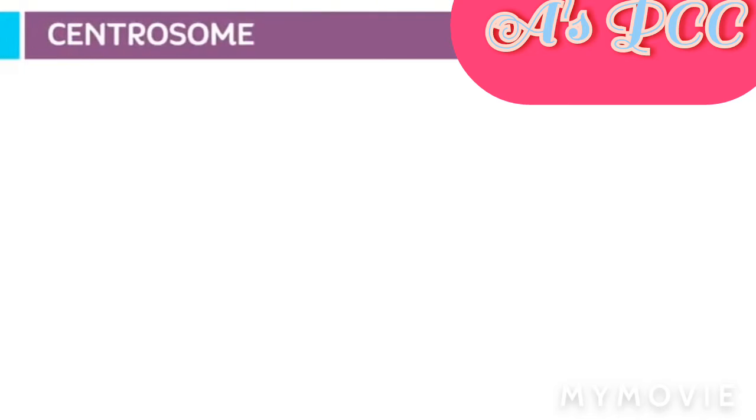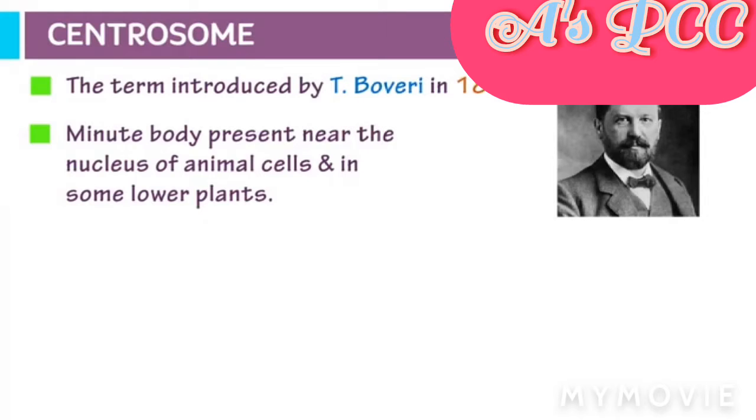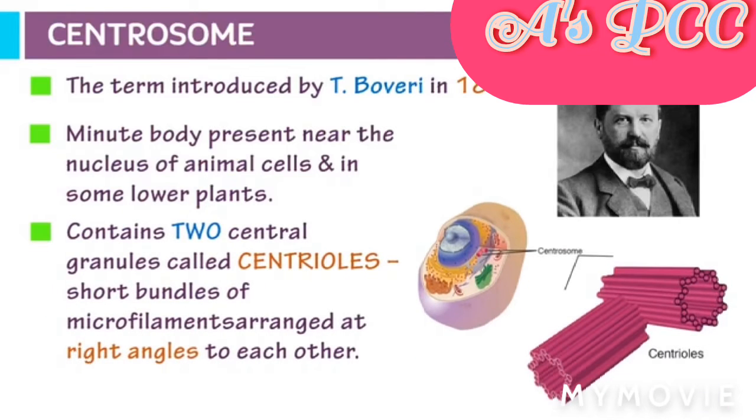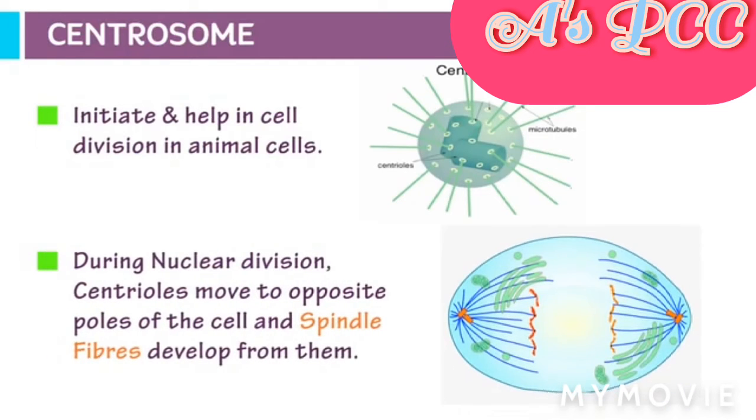The next prominent organelle is the centrosome. The term centrosome was introduced by T. Boveri in 1888. It is a minute body present close to the nucleus of animal cells and in some lower plants. It is a specialized zone of cytoplasm containing two central granules called centrioles. Centrioles are short bundles of microfilaments arranged at right angles to each other. They initiate and help in cell division in animal cells. During nuclear division, the centrioles move towards opposite ends of the cell and spindle fibers develop from them.